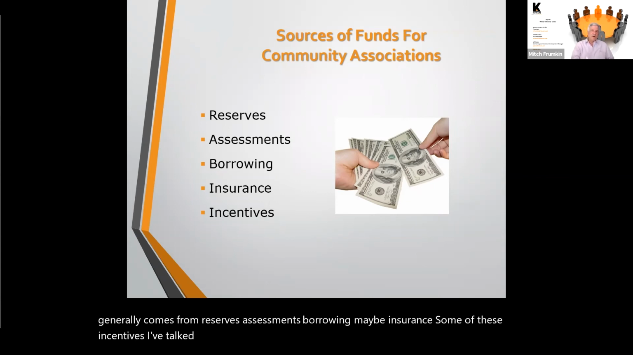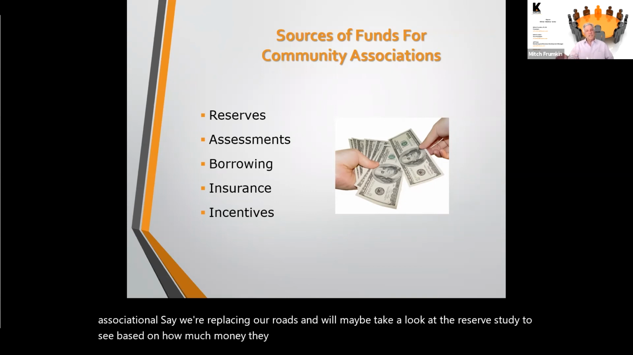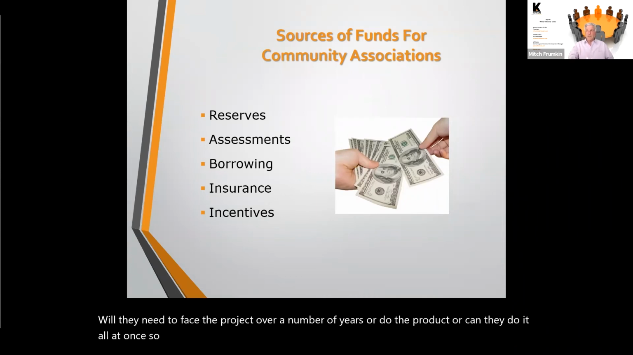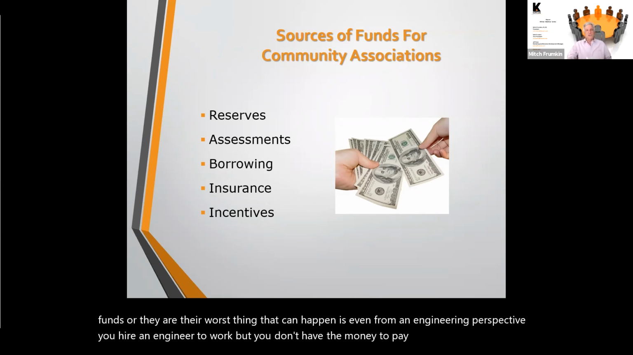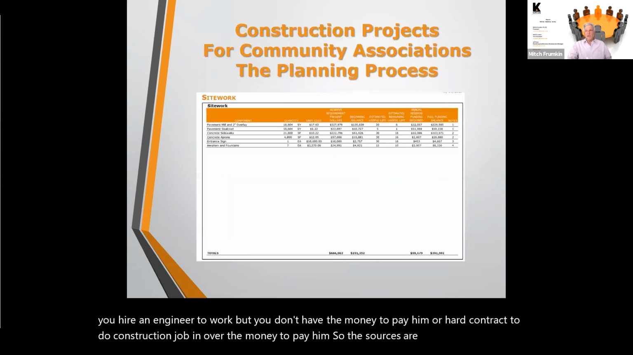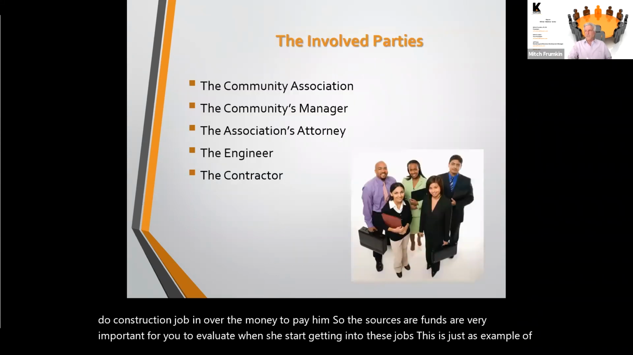But the other thing we get involved in a fair amount is when an association says we're replacing our roads, and we'll maybe take a look at the reserve study to see, based on how much money they have, will they need to phase the project over a number of years or can they do it all at once? So we get involved in that a fair amount in order to make sure that the sources of funds are there. The worst thing that can happen, even from an engineering perspective, is you hire an engineer to do work, but you don't have the money to pay him. Or you hire a contractor to do a construction job and you don't have the money to pay him. So the sources of funds are very important for you to evaluate once you start getting into these jobs. This is just an example of a reserve study, how you look at it for remaining lives and things like that.